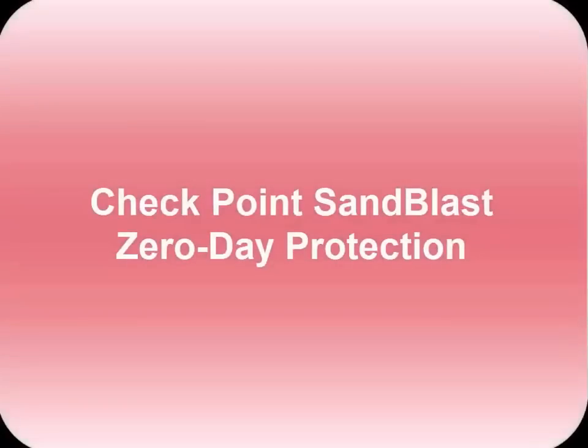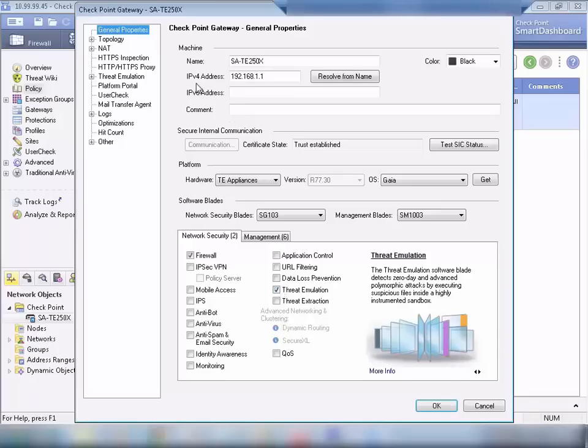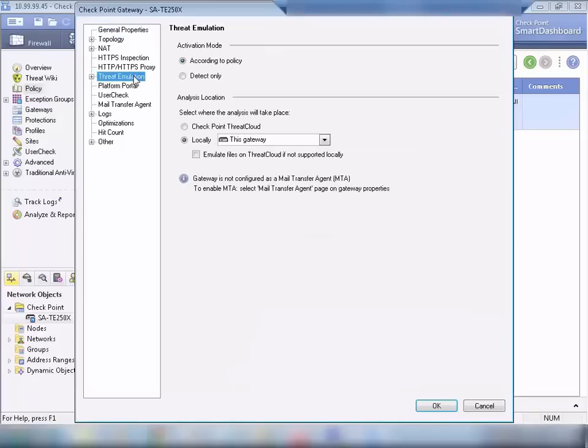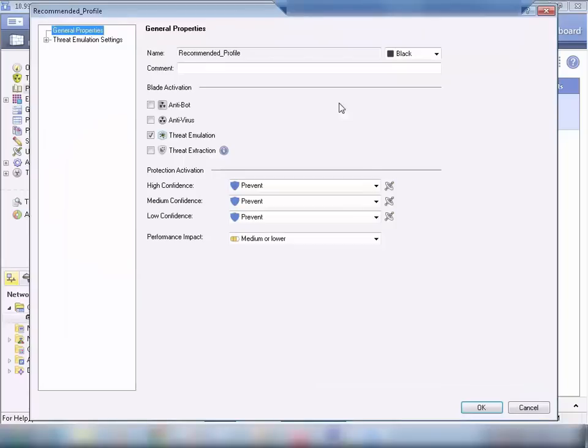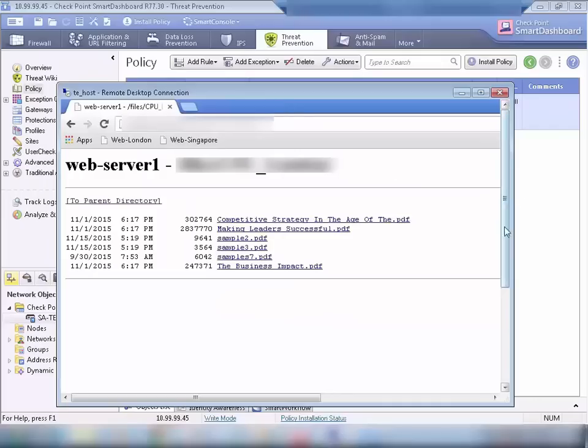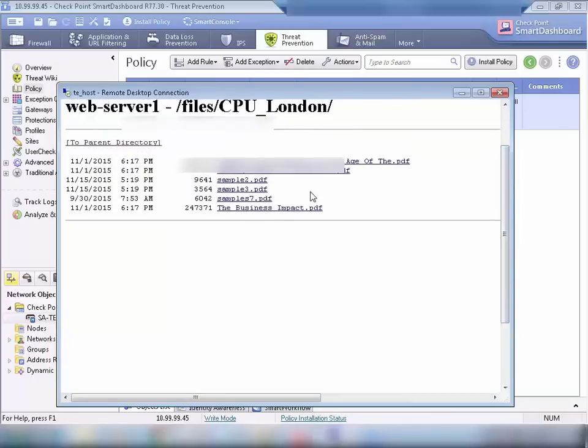Let's see how Check Point's SandBlast solution handles these files. First, we verify the security policy and make sure that threat emulation is activated. And we are using the local SandBlast appliance to perform the emulation. Our protection mode is set to prevent. Now, let's download the file with the known malware, the same file we used in the earlier test, the sample3.pdf. We see SandBlast immediately identified the file as infected and prevented the file from entering the network.